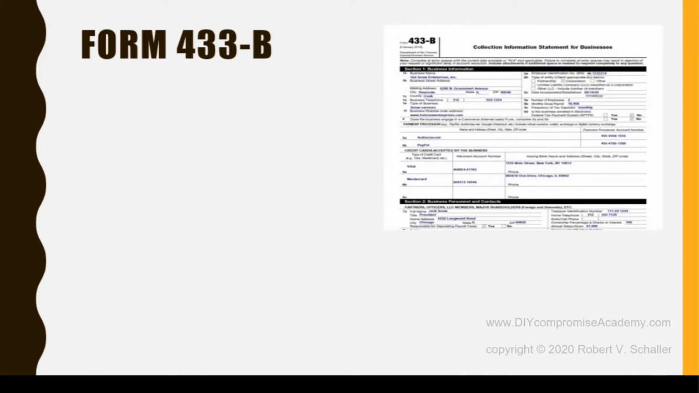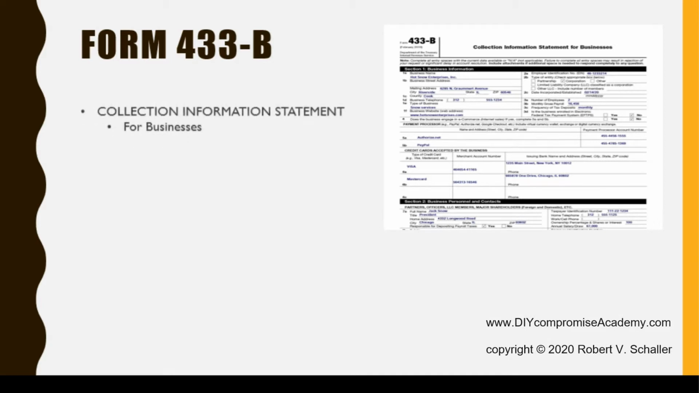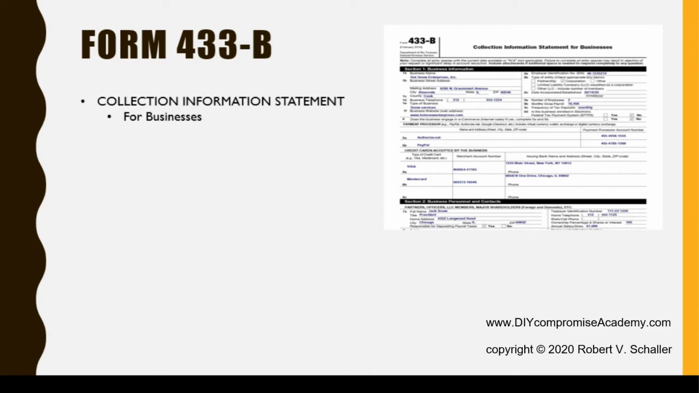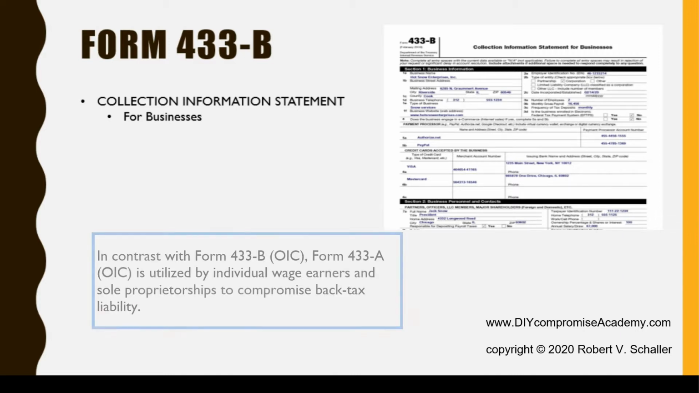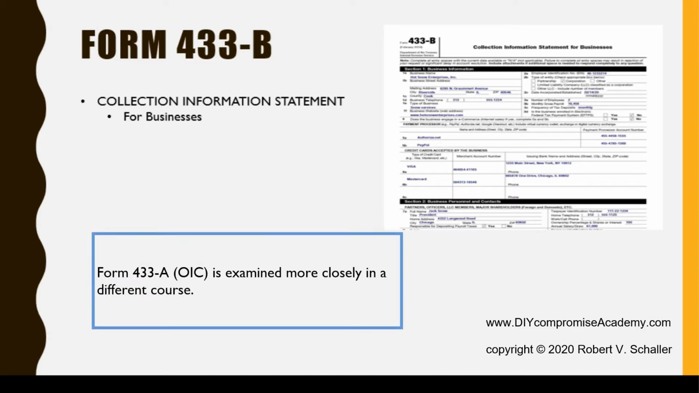Now, let us explore Form 433B OIC more closely. Form 433B is the collection information statement for businesses like corporations and LLCs. In contrast with Form 433B OIC, Form 433A OIC is utilized for individual wage earners and sole proprietorships to compromise back tax liability. Form 433A OIC is examined more closely in a different course.